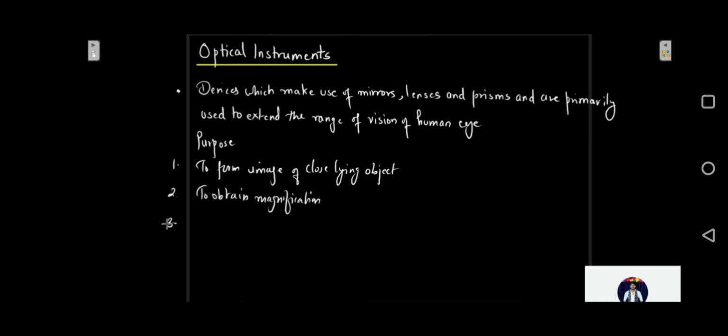And the third purpose is to improve the resolving power of the eye. That is, you need to have adequate resolution of whatever you see. You should be able to see the objects clearly and distinctly. So that is the third purpose, to improve the resolving power.